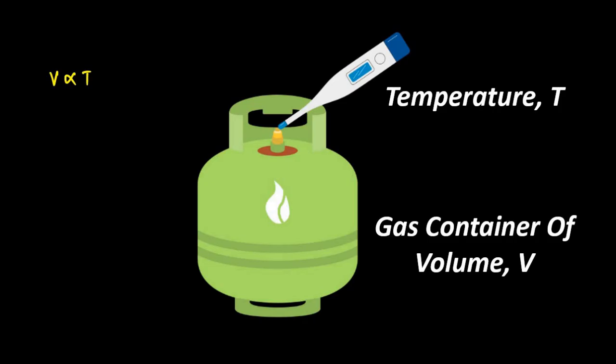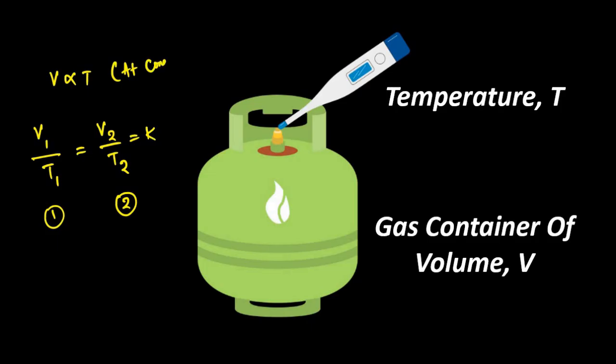In any case, the ratio of volume and temperature in any particular situation will always be the same. Suppose we have two situations. In situation 1, we have volume V1 and temperature T1, and in situation 2 we have volume V2 and temperature T2. The ratio will always be constant because volume is directly proportional to temperature, and the condition is that pressure is constant.